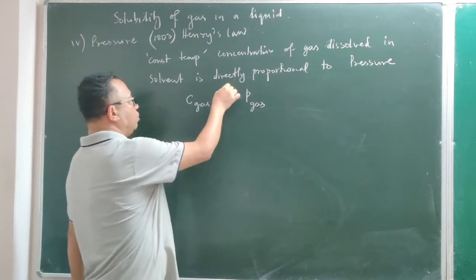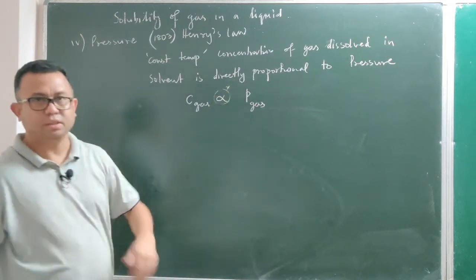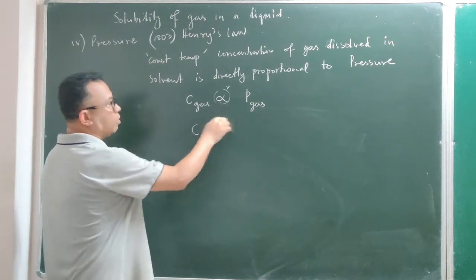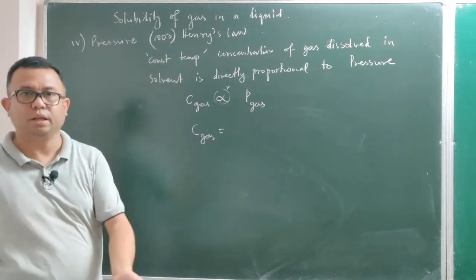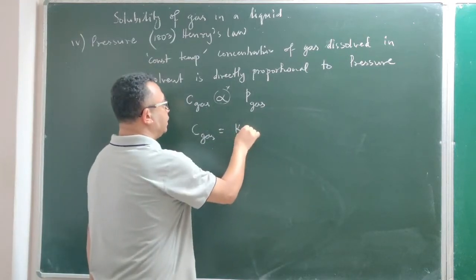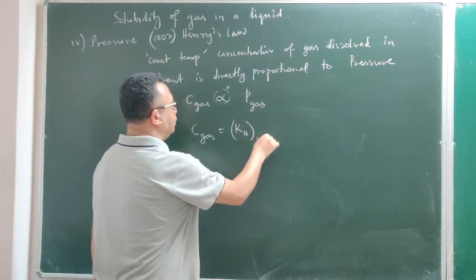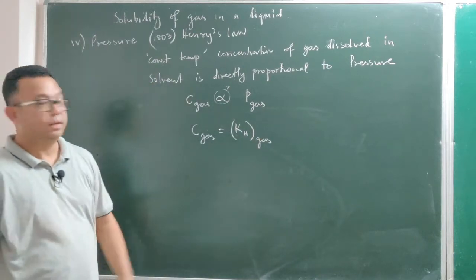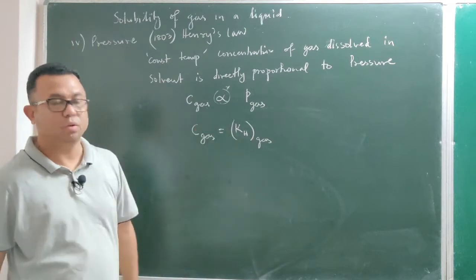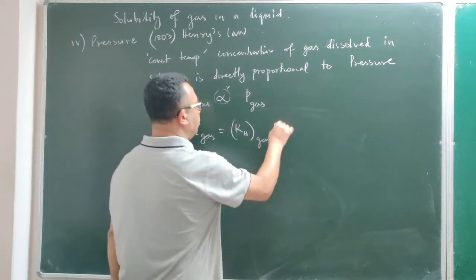Now if I want to remove this proportional sign and convert this into an equal to sign, then the concentration of the gas is equal to... when a proportional sign is changed into an equal to sign, I have to add a constant, and the constant is KH of the gas. This is what it is for a gas, and this KH stands for a constant, and this constant is multiplied by the pressure of the gas.